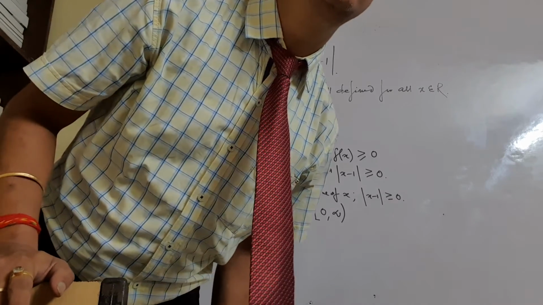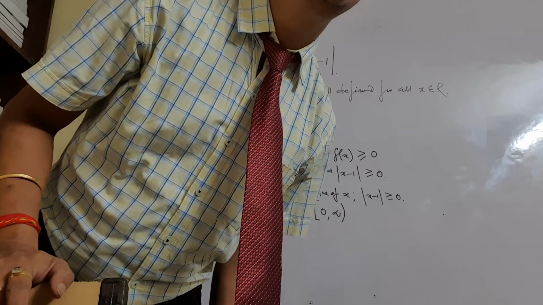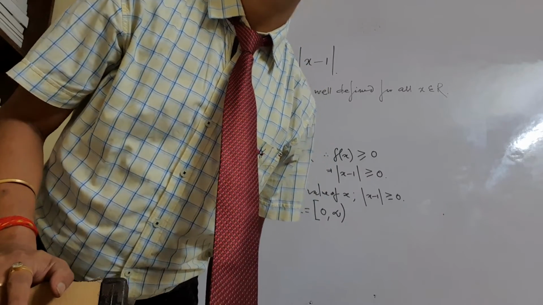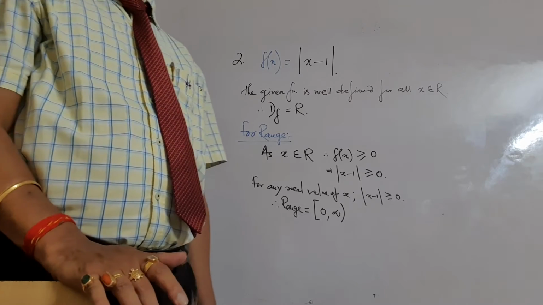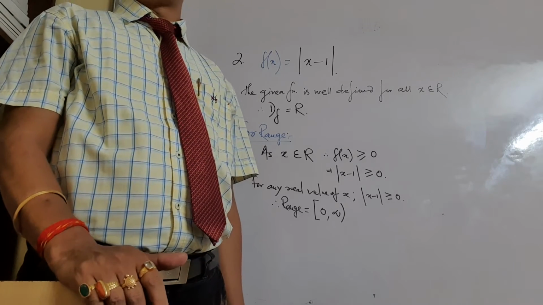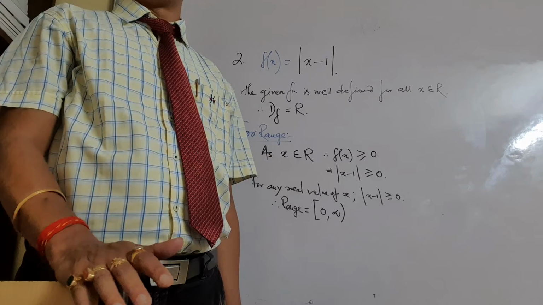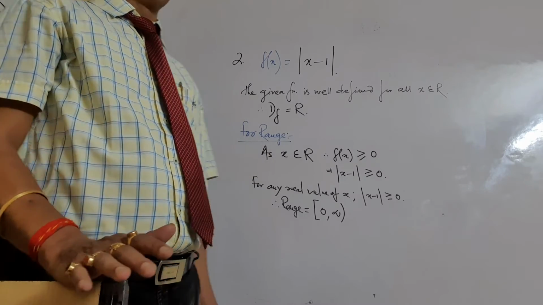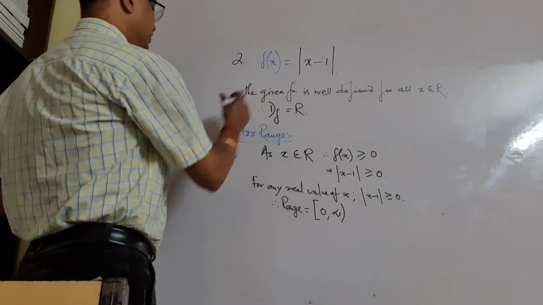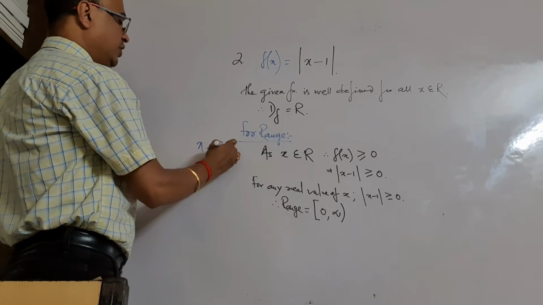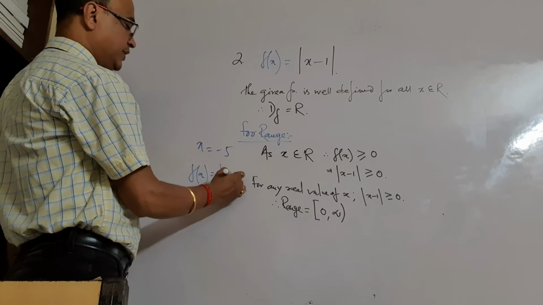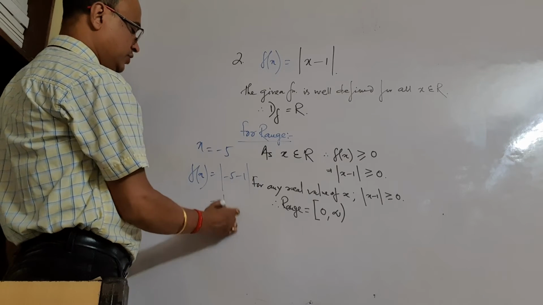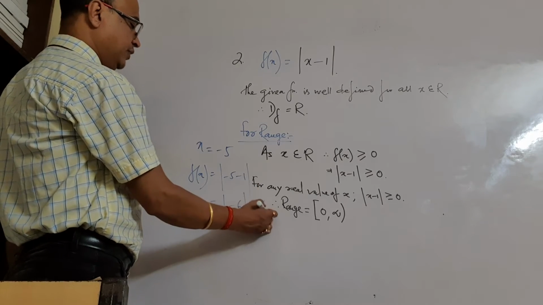Sir, if we take 0, then it will be mod of minus x, but due to the mod, the negative sign will not be considered. Negative will never come. It will never come negative. We will not get a negative value. Even if you take x negative, if you take x equal to minus 5, then f of x equals mod of minus 5 minus 1, which is mod of minus 6, which ultimately will become 6.